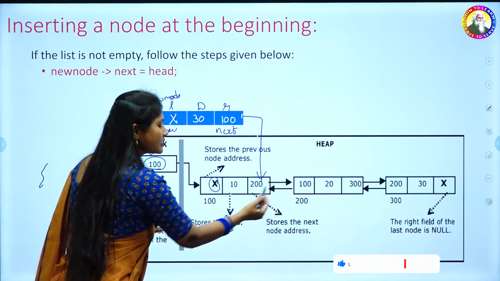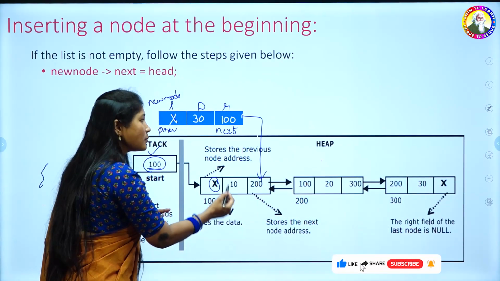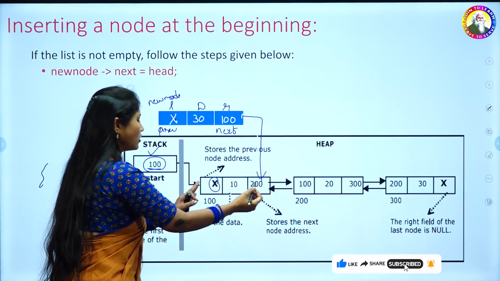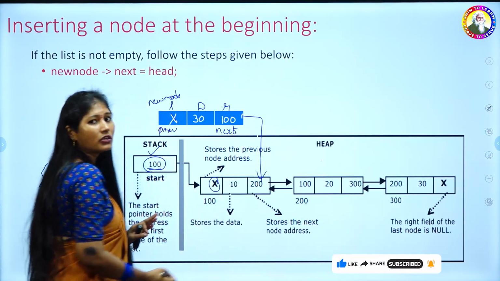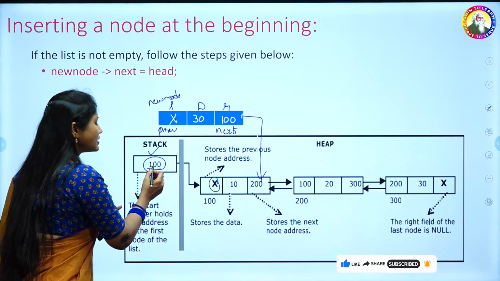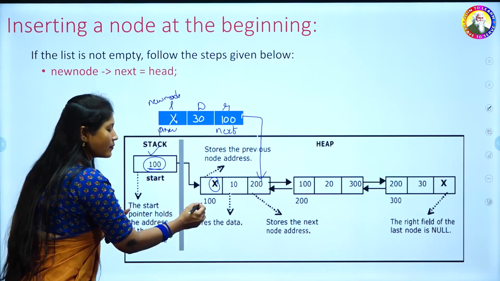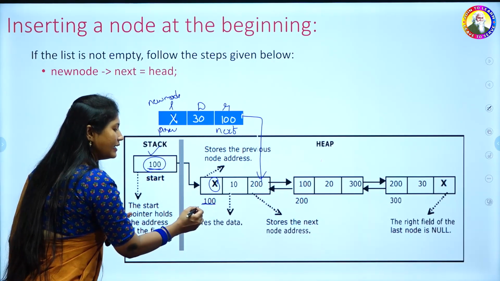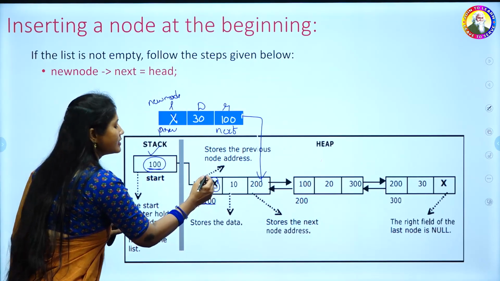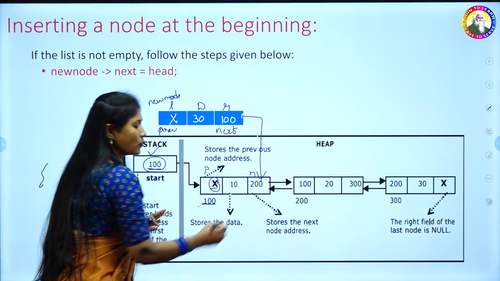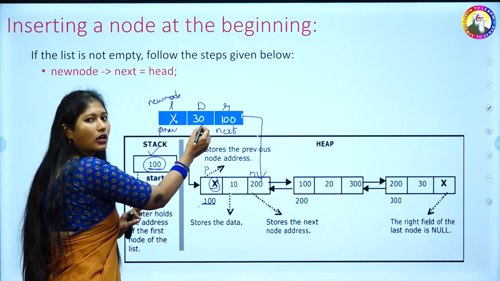If you observe this one, this is pointing to this one, right? And even this one should point to the new node. How can I do that? First, read this value 100. That is head. This is the previous one and this is the next one. This should point to the new node.